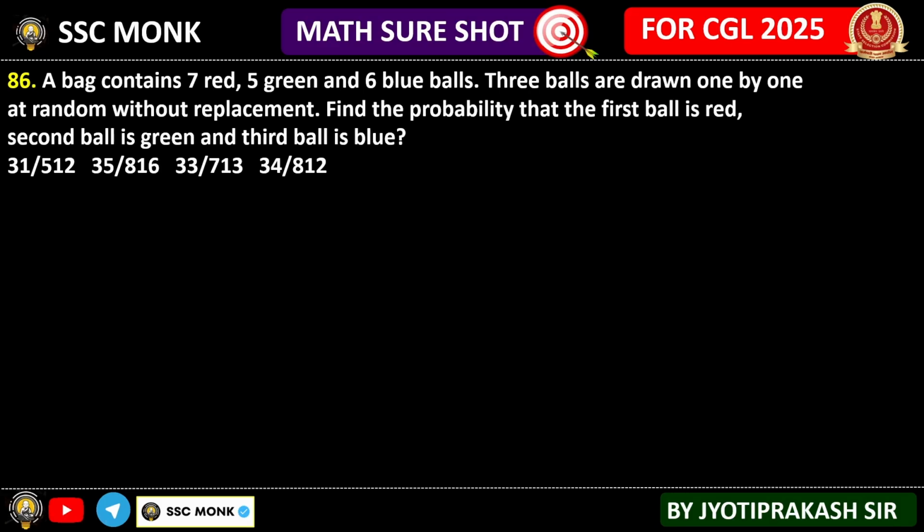Next, a pack contains 7 red, 5 green, 6 blue balls. 3 balls are drawn one by one at random without replacement. Find the probability that the first ball is red, second ball is green, and third ball is blue. See, paid batch students can answer this because I have covered it extensively in the paid batch group.